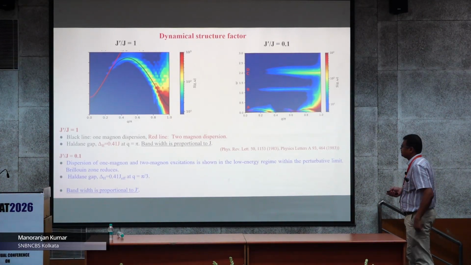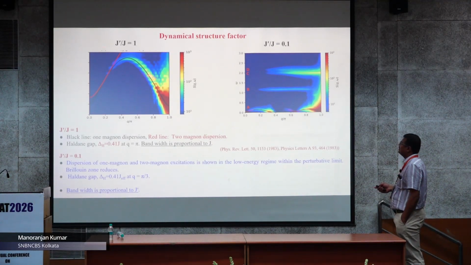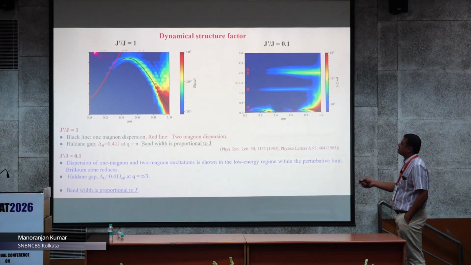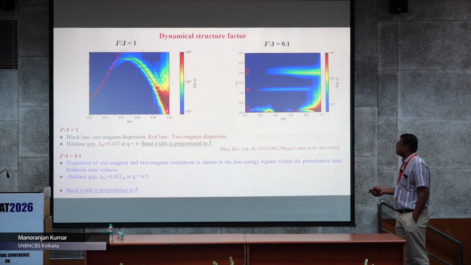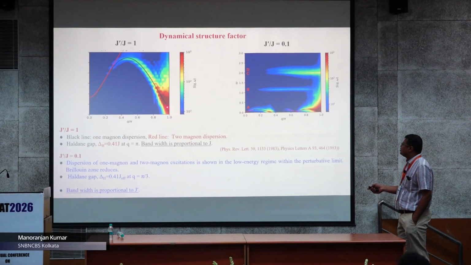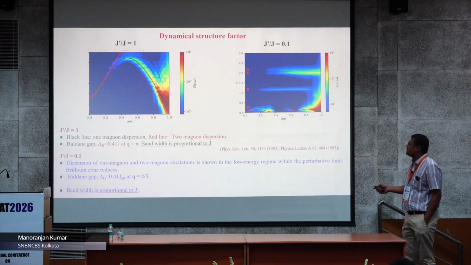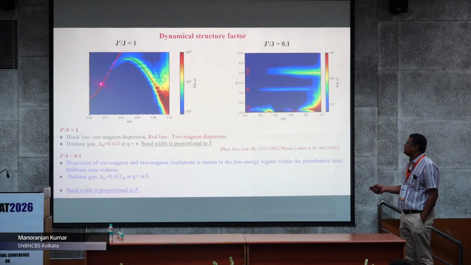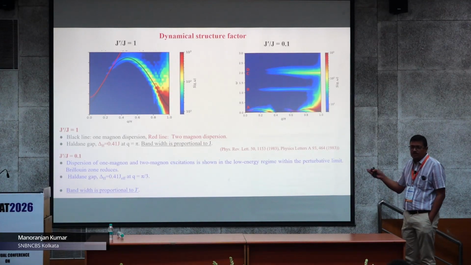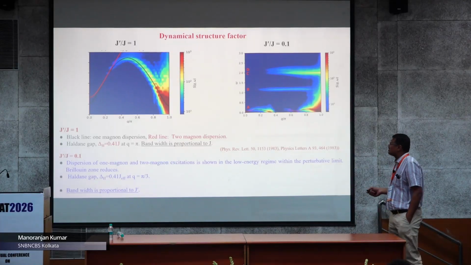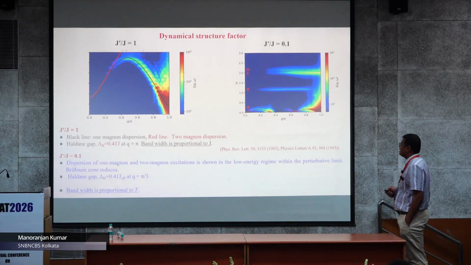And this is what we get if you have J1 equal to J prime, so it's a uniform chain. That's how your dynamic structure factor should look, okay? So you see that here at the zone boundary, you will have the large gap. That's the Haldane gap, okay? And then here you will have the 2 magnon excitations and so on. Okay, this is well known, so I don't have to do anything. I just try to reproduce it, to see whether our calculations are correct or not.